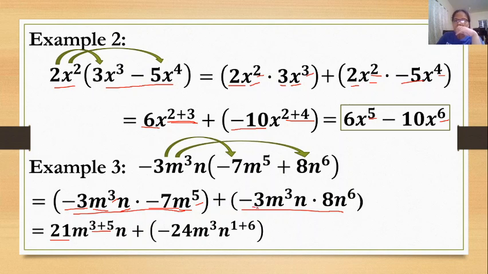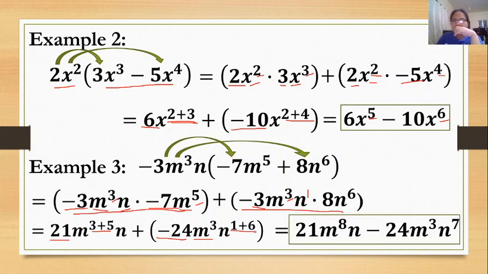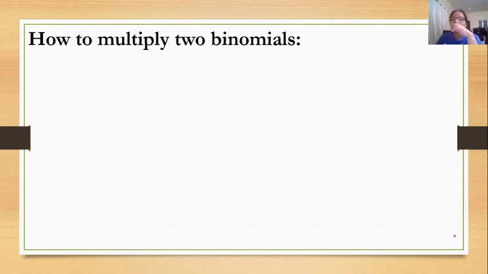Plus the product of negative 3 times 8, which will give us negative 24. And then add the exponents. m has no pair, so simply copy it here. And then there's 1 as an exponent for n here, so that's 1 plus 6. If we simplify, positive times negative is equal to a negative. So 21 m to the eighth n minus 24 m cubed n to the seventh. That's the final answer. Okay, how to multiply two binomials?